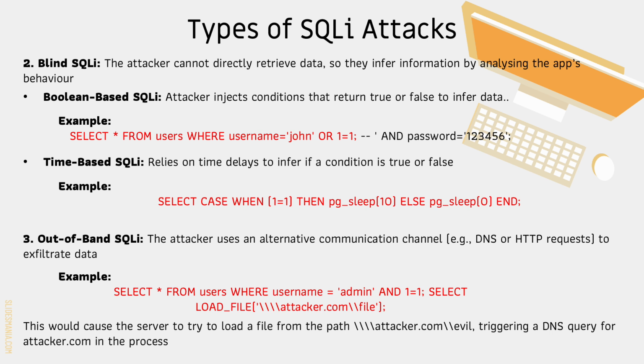Next, in blind SQL injection, the attacker cannot directly see the data returned by the query. Instead, they infer information based on how the application responds. The attacker might send different inputs and observe if the application behaves differently. If it behaves one way, they know the injected condition was true. Otherwise, they know it was false. Example of a Boolean-based blind SQLi.